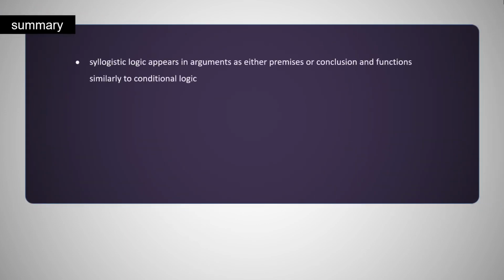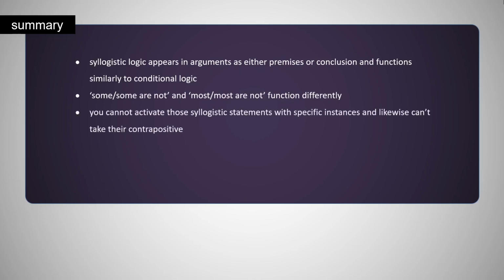Okay, so in terms of quick summary, syllogistic logic appears in arguments as either premises or conclusion and functions similar to conditional logic. Some are not, and most are not actually function differently. You cannot activate those syllogistic statements with specific instances, and likewise you can't take their contrapositive. So this is what I've been saying before: if it says some cats are pets, the fact that you have a cat does not activate that statement because you don't know if it's that cat which is a pet. And likewise you can't take the contrapositive for the same reason. Just because something's not a pet does not necessarily mean it's not a cat.